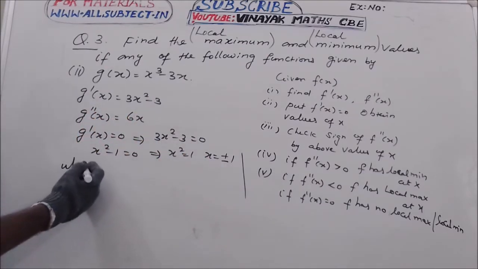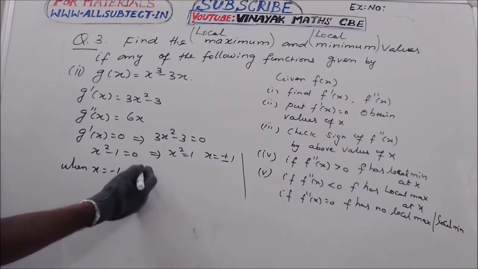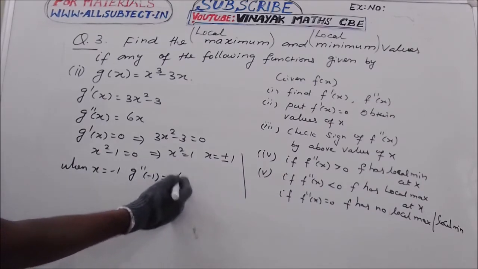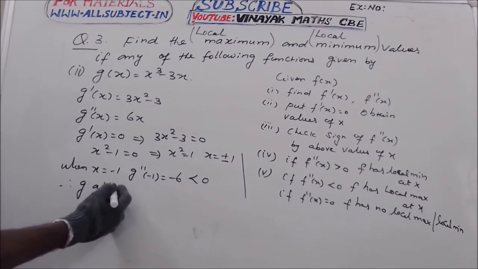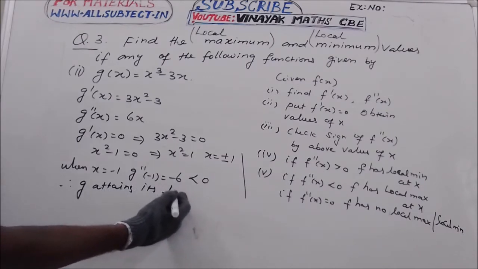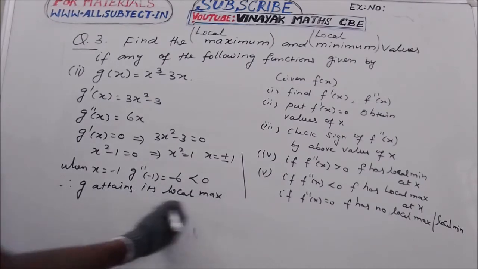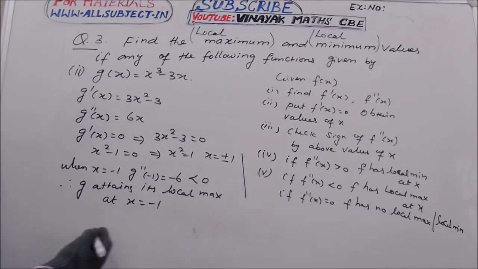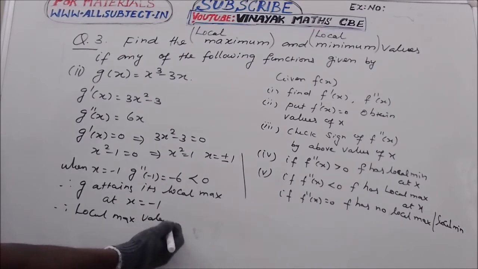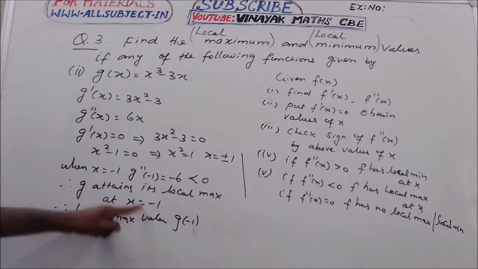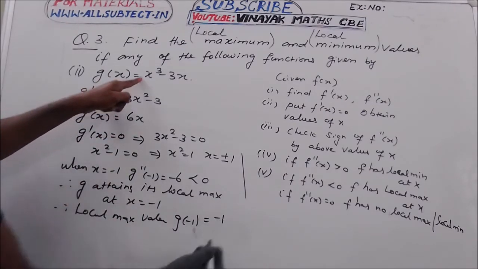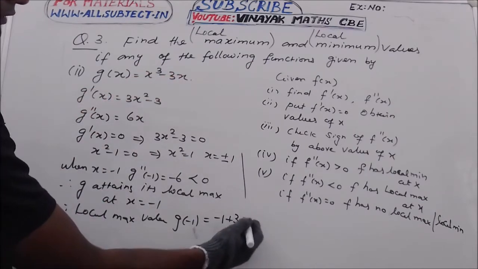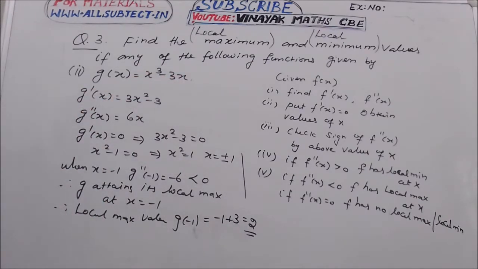When x is equal to minus 1, g double dash of minus 1 equal to minus 6, which is less than 0. Therefore, g of x attains its local maximum at x is equal to minus 1. Therefore, the local maximum value is g of minus 1. Substitute x is equal to minus 1 in g: minus 1 cube minus 3 into minus 1, which is plus 3, equal to 2. So 2 is the local maximum value.